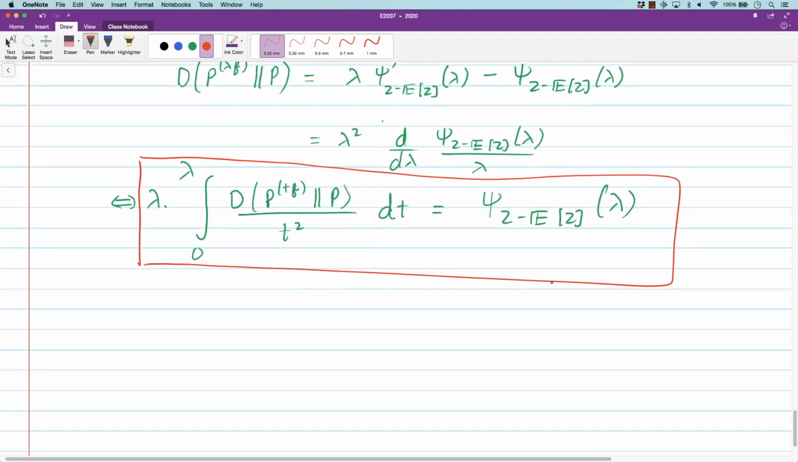So this is the gist of Herbst argument. Herbst argument assumes that this term here is less than or equal to v by 2, and therefore this integral just becomes lambda square v by 2. This integral is less than or equal to lambda square v by 2. So the log moment generating function is less than or equal to lambda square v by 2. That's Herbst argument.